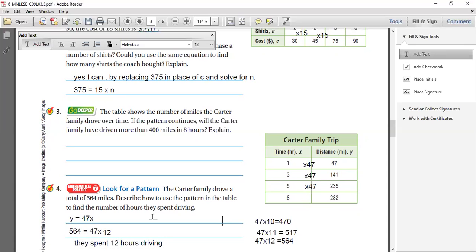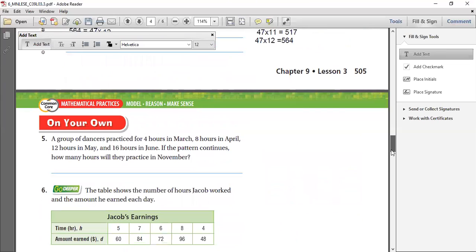Now it's easy to divide 564 by 47, but here I cannot put the sign and I cannot put the long division. That's why I showed you in this way, which is 47 multiplied by 12 will give you 564. Okay, so let's move on to the next question on the next page.